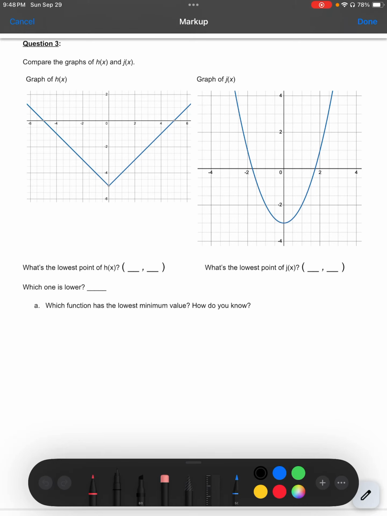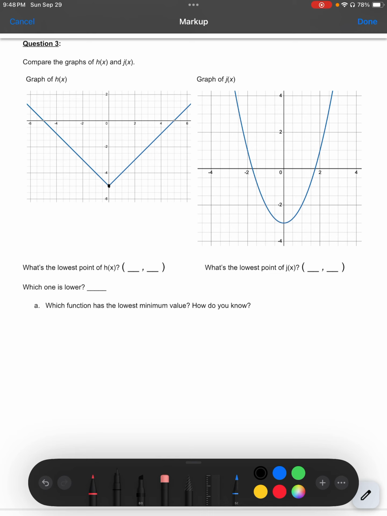Okay, this question is probably the question that most people got right on the test, so hopefully it shouldn't take too long to review. But we're looking at which graphs have the lowest minimum value, so which graph goes lower. If we look at the graph of h of x, we want to find the lowest point. That is this point right here.